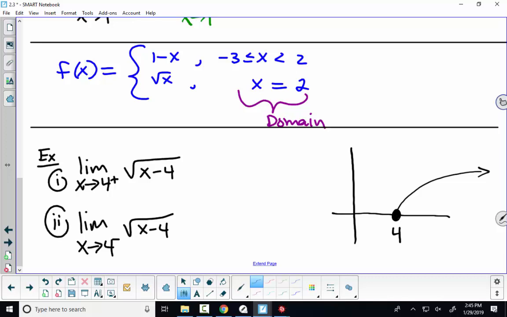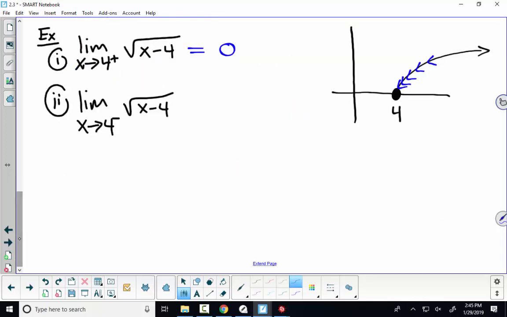Yeah, the second one. As we approach 4 from the left, this is our path. We can only approach 4 along this path. We're approaching 4 from the right. If we're approaching 4 from the left, we can see just graphically that doesn't work. There's nothing to approach through. There's no function over there.